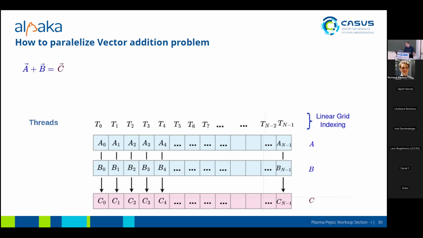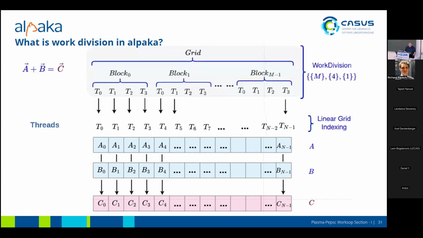In this solution, one-to-one mapping is used. Actually, an identity function between thread indices and the data indices is used. Thread 0, for example, will add A0 and B0 to find C0. Thread 1 will add A1 plus B1 to find C1. But as we have seen, we have a grid-block structure in parallel programming, and it is called work division in alpaka.